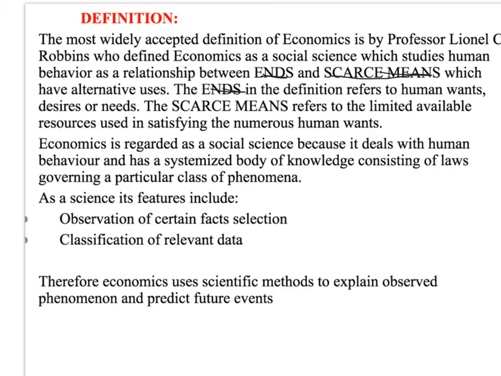Economics, therefore, is regarded as a social science because it deals with human behavior and has a systemized body of knowledge consisting of laws governing a particular class of phenomena. As a science, the features of economics include observation of certain facts, selection, and classification of relevant data. Therefore, economics uses scientific methods to explain observed phenomena and predict future events and occurrences.